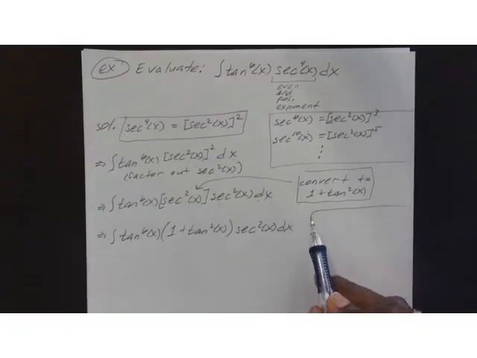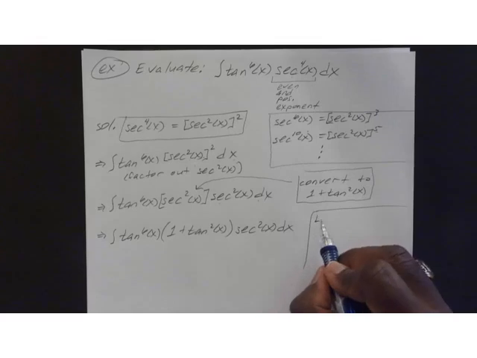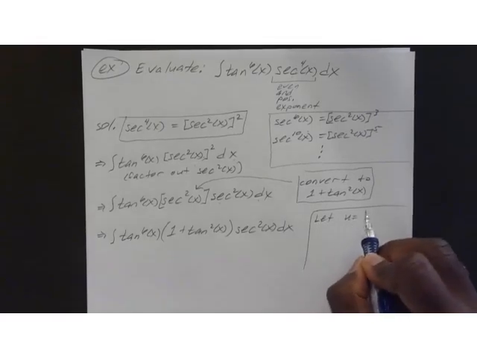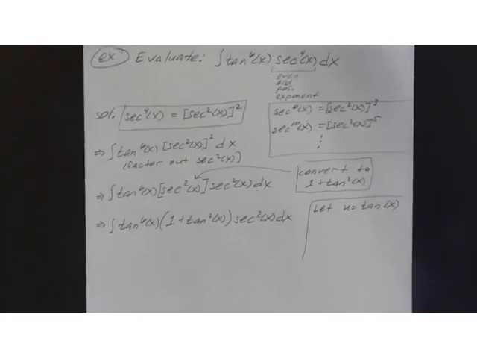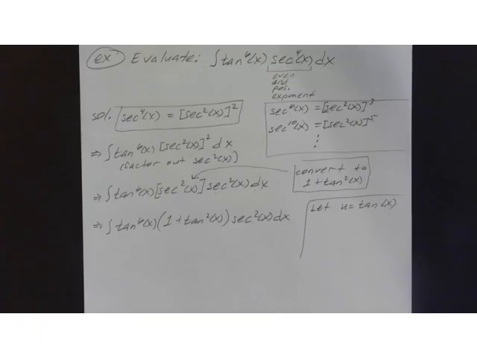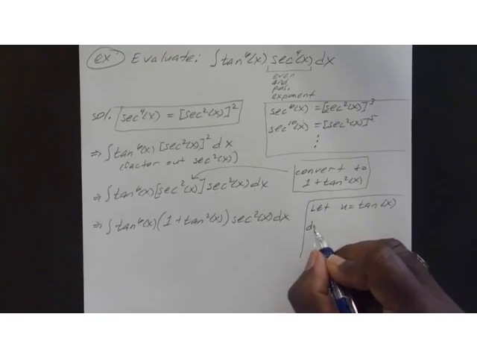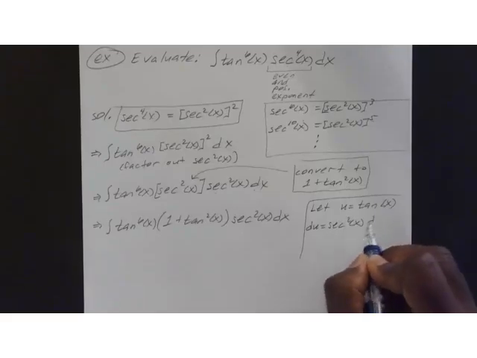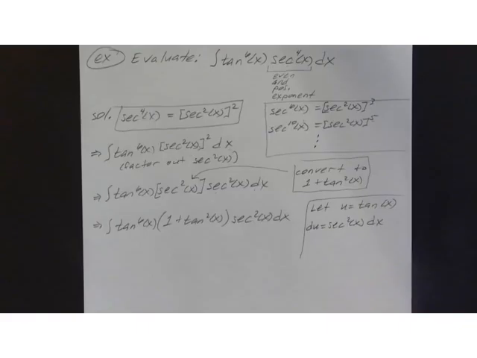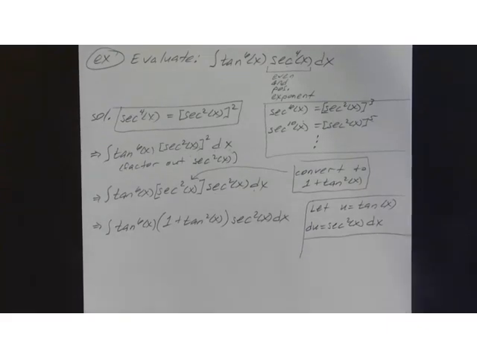All right, so once we have it in that form, that's when we can let our u equal our tangent of x. Our derivative of u is equal to the derivative of tangent, which is secant squared with respect to x. And there's no coefficient, so we don't have to worry about dividing both sides by anything.